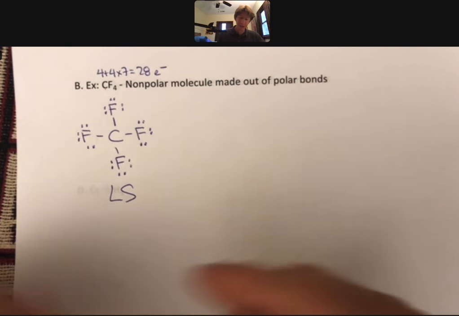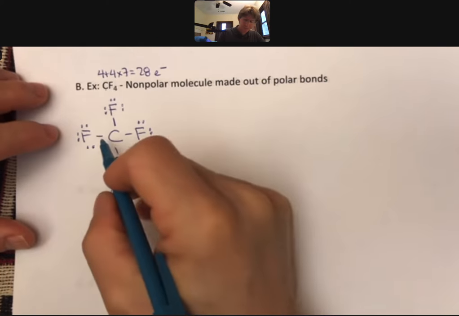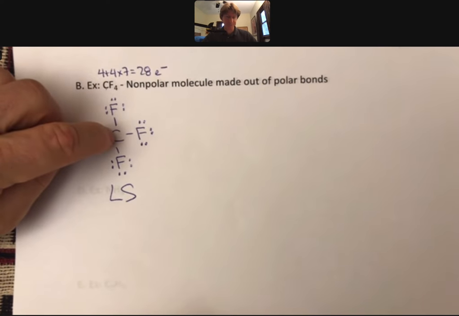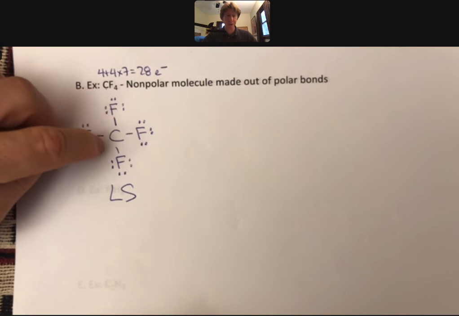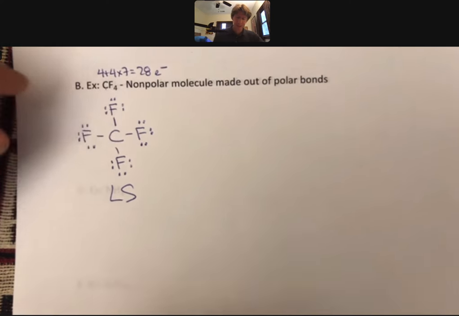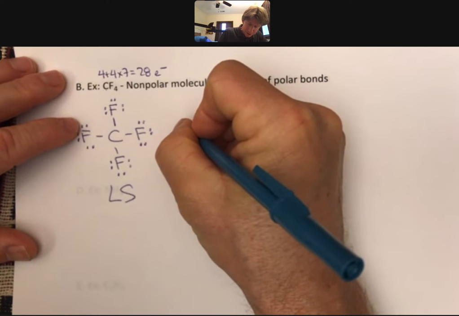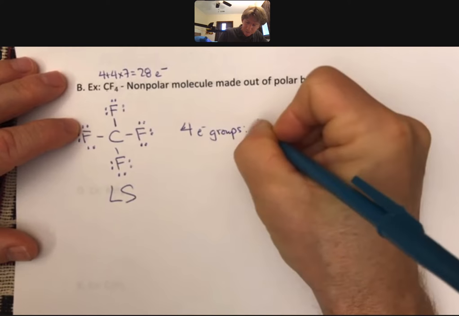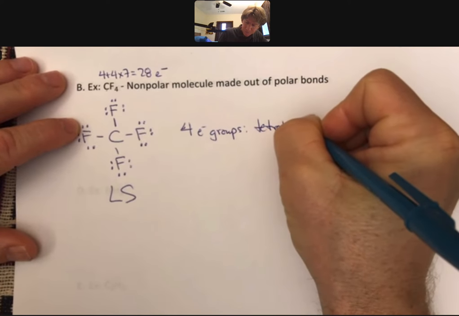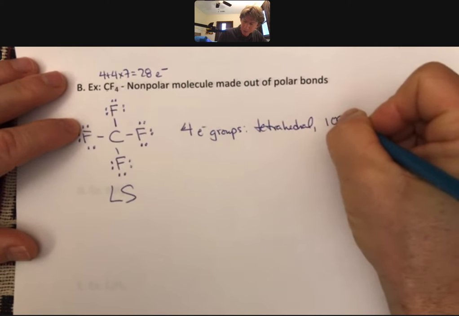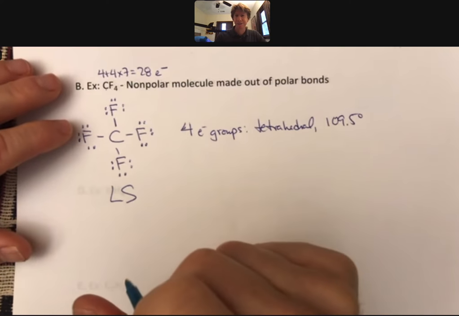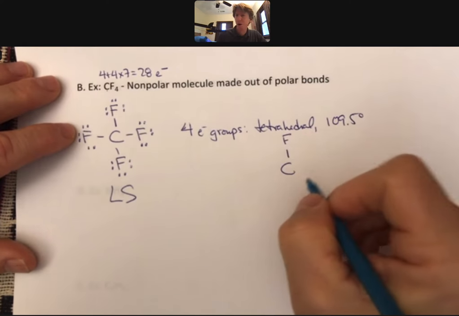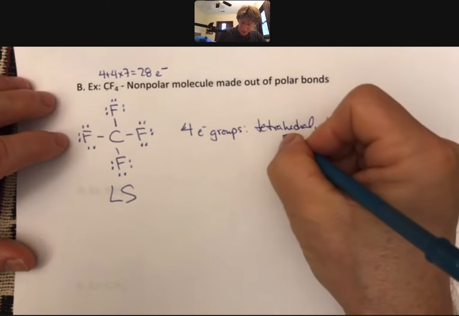Now our process will always be like this. Now we do shape. In order to do shape, we look at the central atom. We do note that there are 4 electron groups. That means it's tetrahedral. So 4 electron groups, tetrahedral, 109.5 degrees bond angle. And there's only one way to draw it. And here we won't draw all the pairs of electrons, and that's fine.